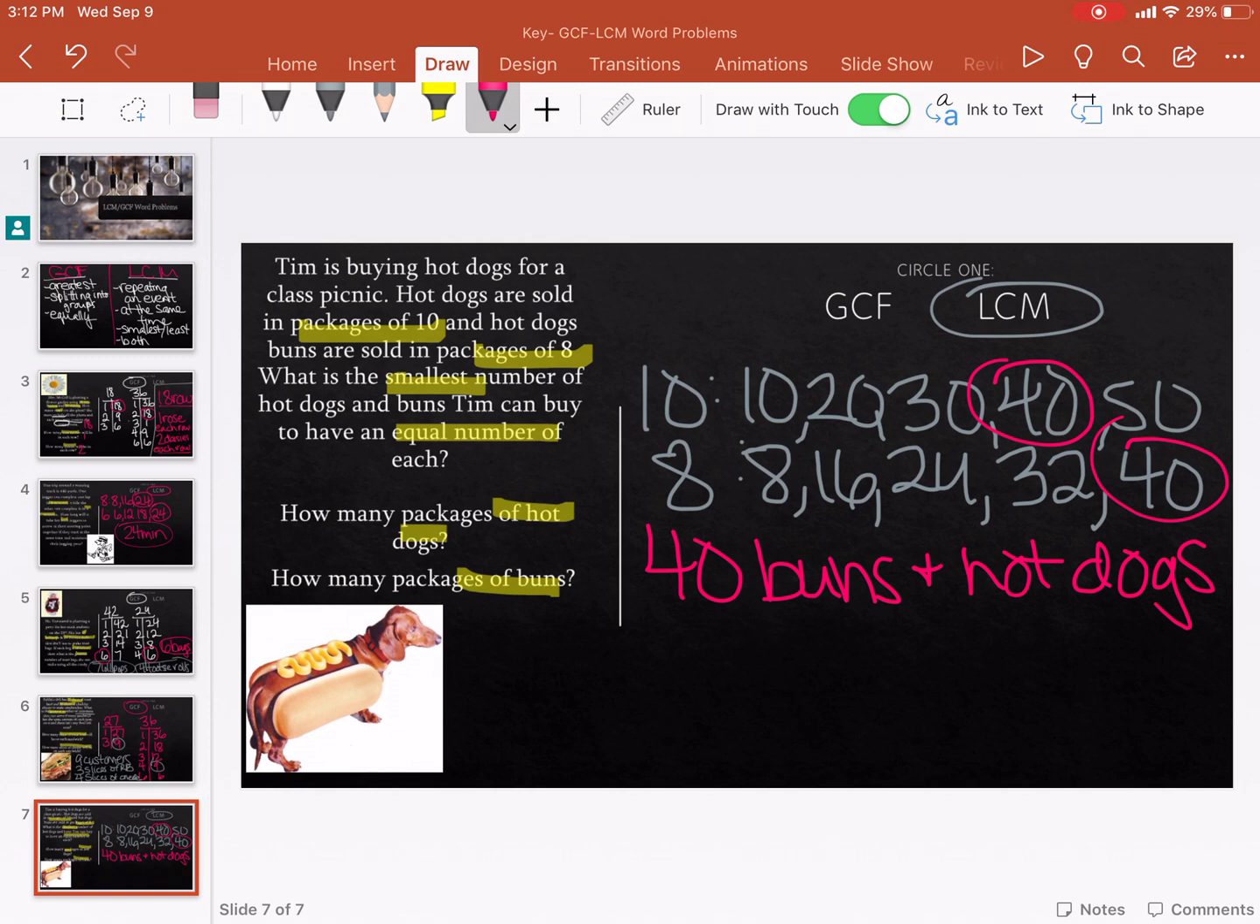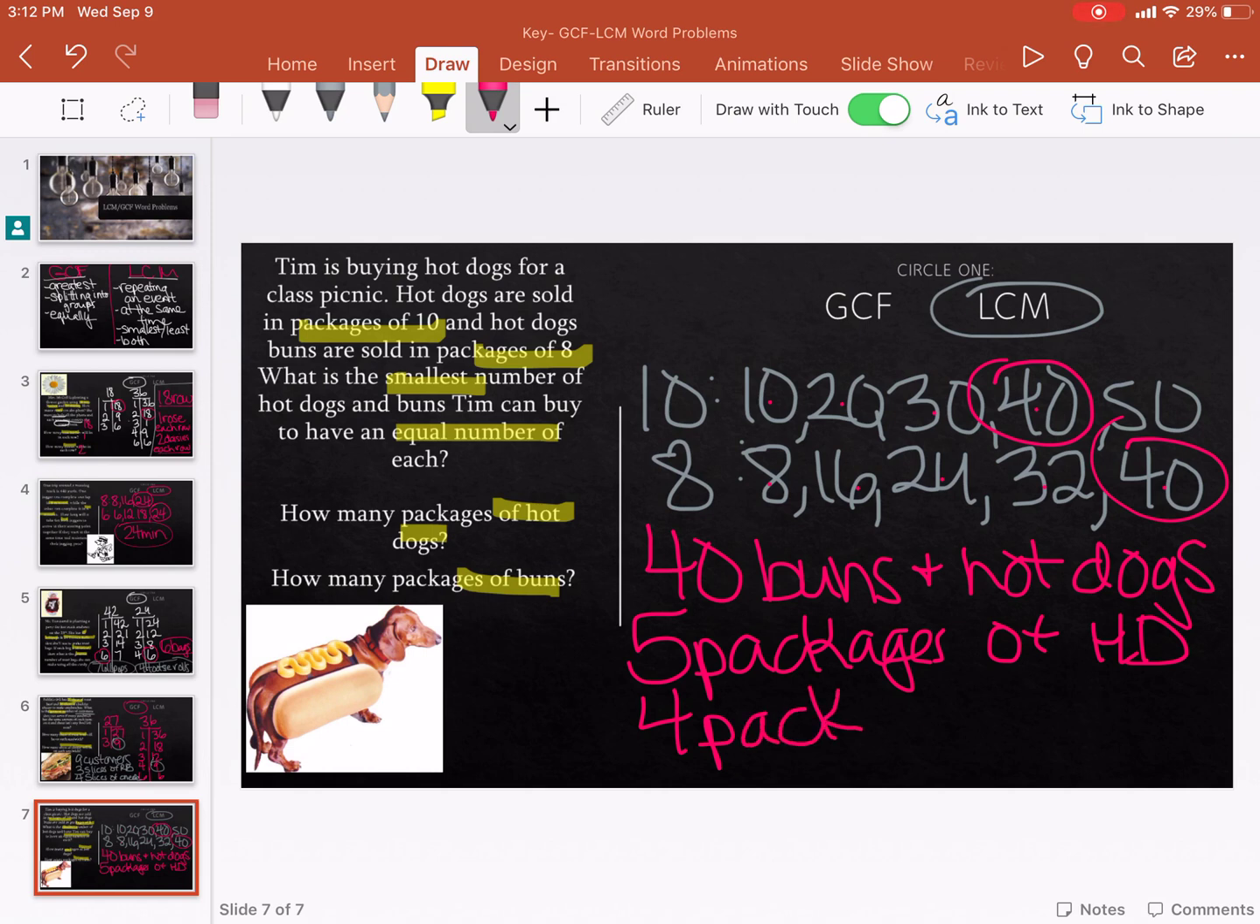So hot dogs came in packages of 10. So 1, 2, 3, 4 times 10 gives me 40. So 4 packages of hot dogs, HD. Then, how many packages of buns? Buns come in packages of 8. 1, 2, 3, 4, 5 times 8 gets me 40. So 5 packages of buns.